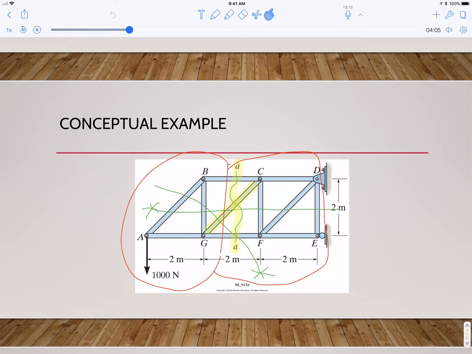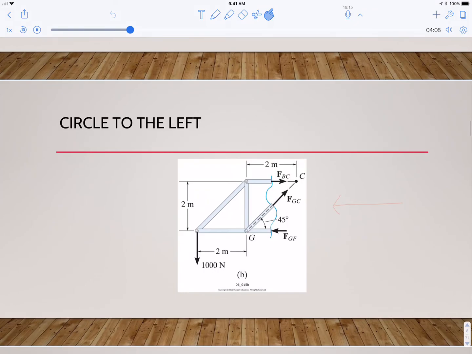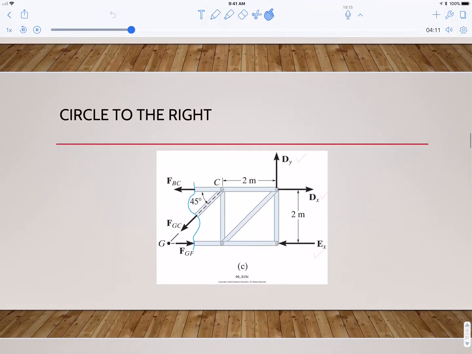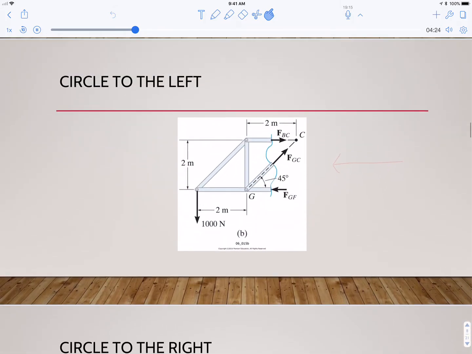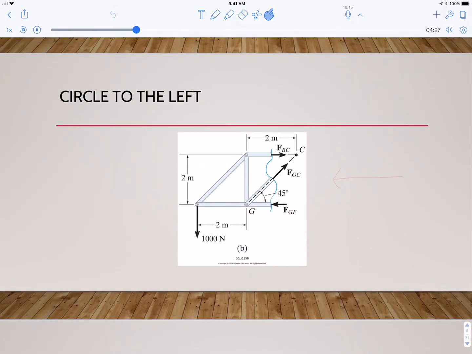So if you circle to the left, the free body diagram would look like this, and if you circle to the right, the free body diagram would look like this. And remember, in step 1 you had already solved for these reactions. You could solve either this one for FGC, or you could solve this one for FGC. It's up to you. If it were up to me, I would circle to the left because this free body diagram looks less complicated than the one to the right.